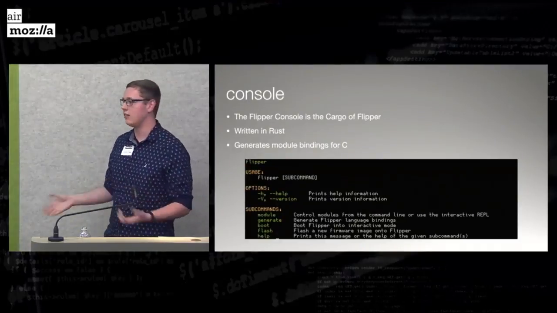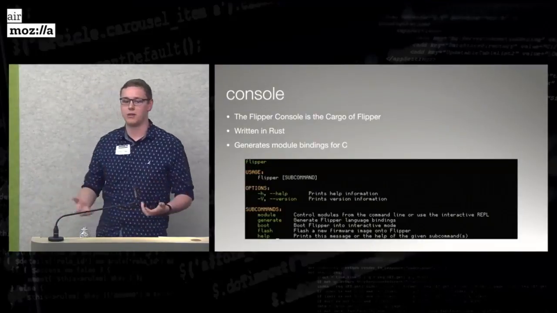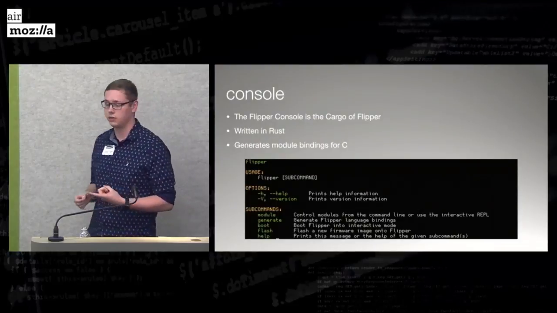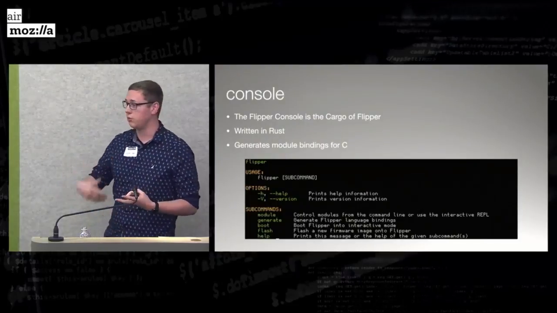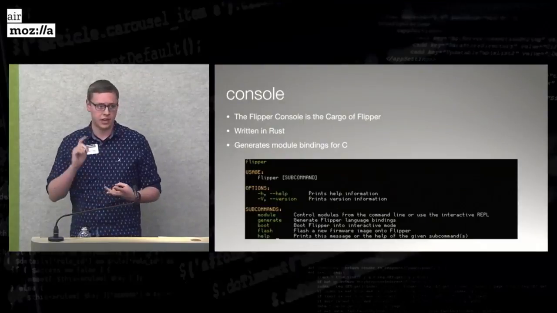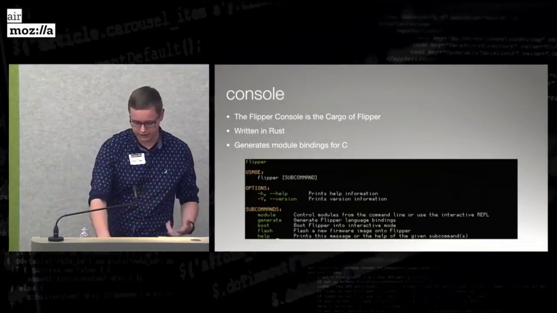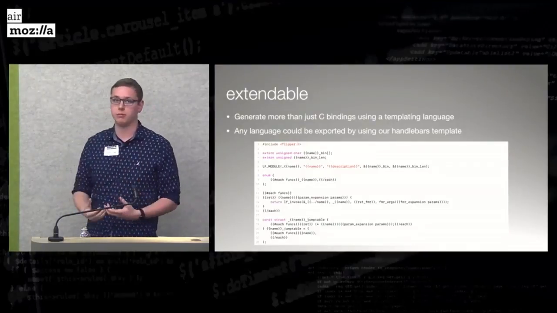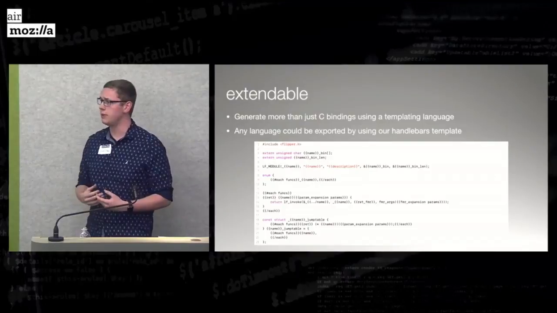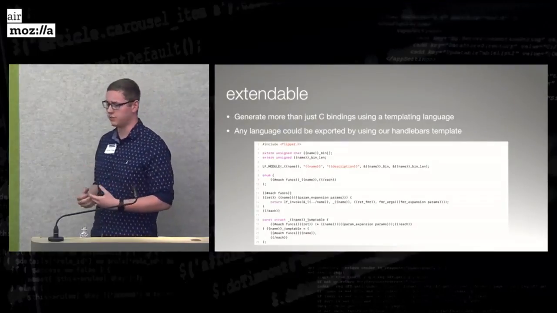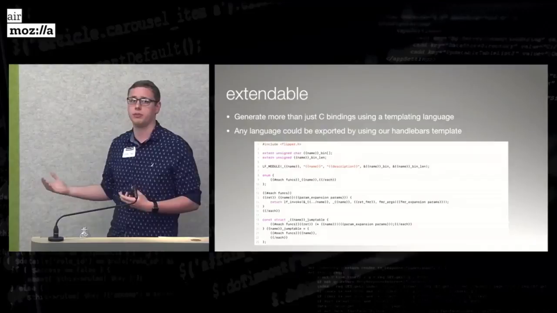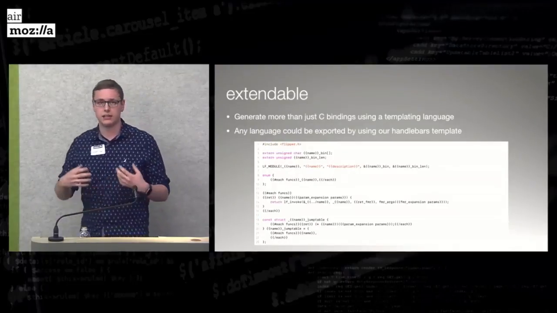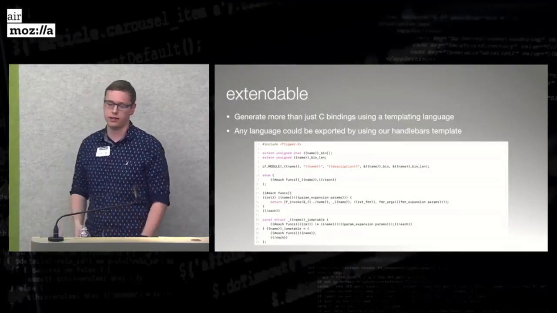So the Flipper console is entirely written in Rust, as are most of the tools that power this device. And currently the console is responsible for creating projects for the Flipper, generating the module bindings for the C language that I was talking about, as well as uploading new firmware and stuff like that. So the console is built to be super extendable. So in the future, we hope to be able to generate more than just language bindings for C. Here's the handlebars template that generates the C language binding. You could easily take this and extrapolate it and have the tools generate bindings for any other high-level language.